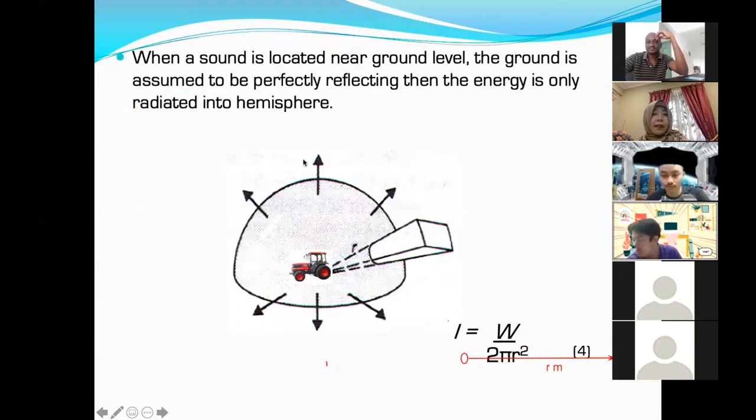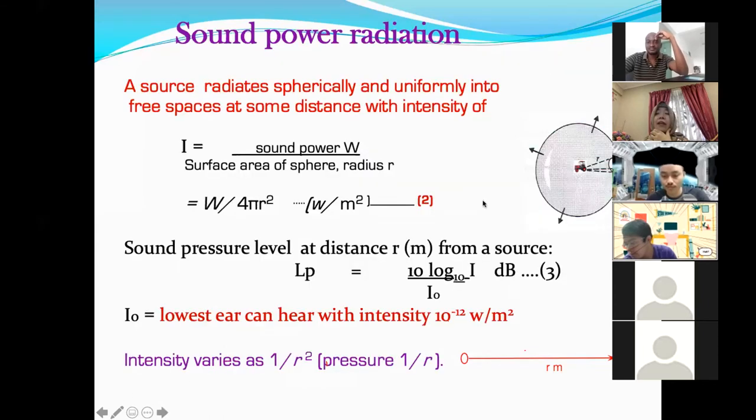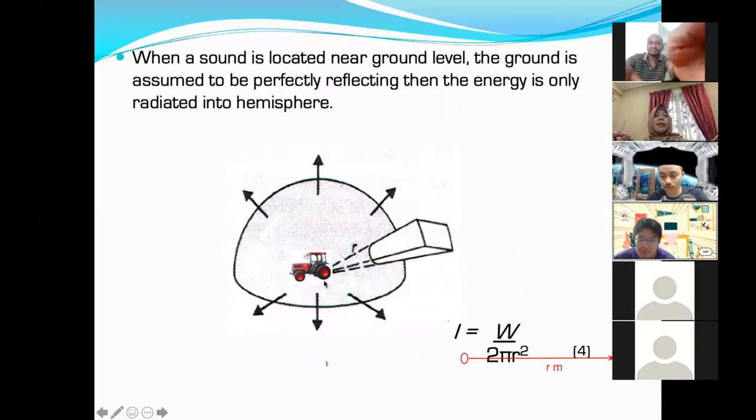Okay, this picture is about a machine on the ground. Just now the machine was in the air. It propagates spherically, so it is suitable for piling. Piling goes from the air to the ground, right? So when the piling is in the air, we can assume it radiates spherically. But for most construction site equipment or plant, it is on the ground. So it is hemispherical. The difference is that we now use the area of the hemisphere, which is actually 2 pi r squared.